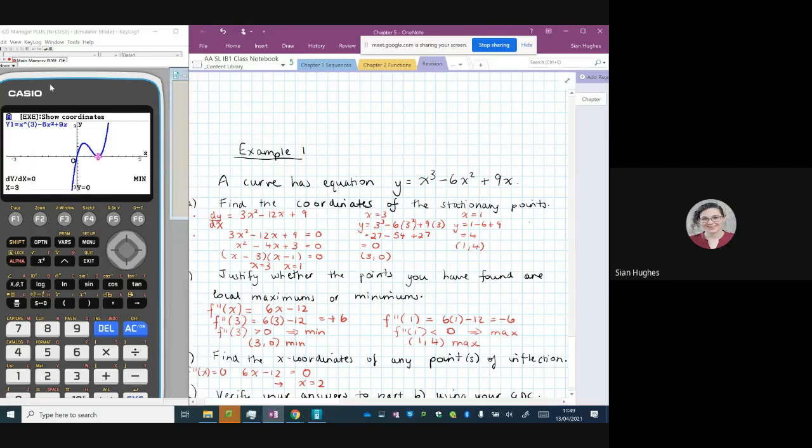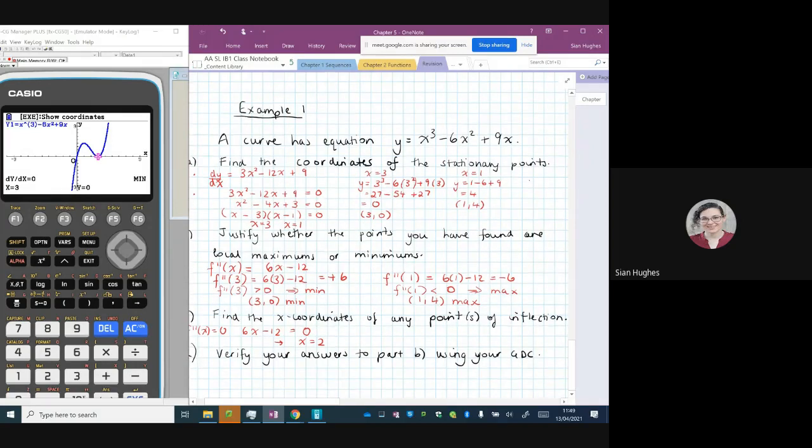So what I suggest you do now is take a look at some exam practice questions. There's a lot of different varieties they ask about inflections, turning points. It might be using a GDC, it might not, but that is my suggestion. And then see if you can have a go at those ones.